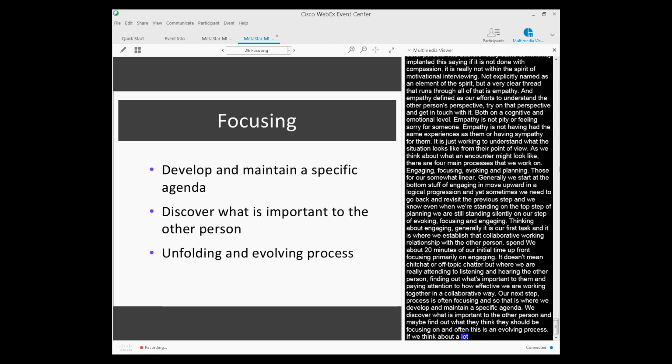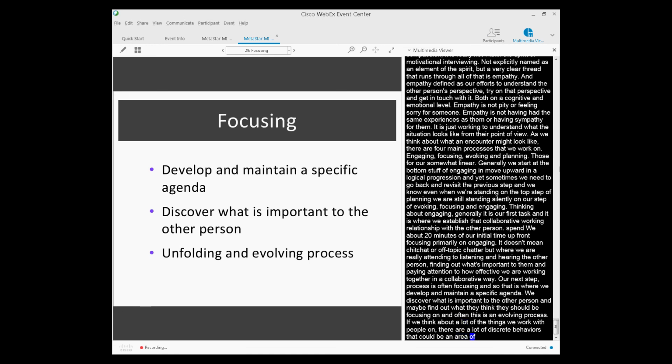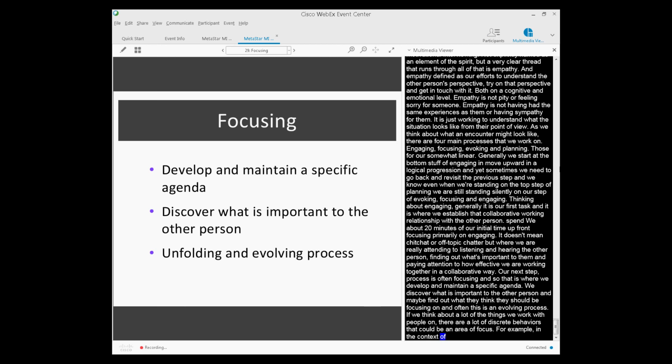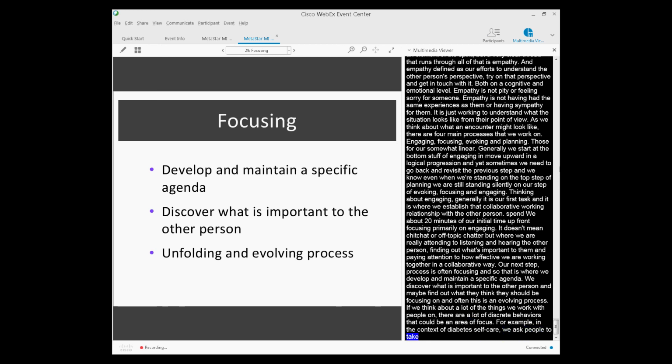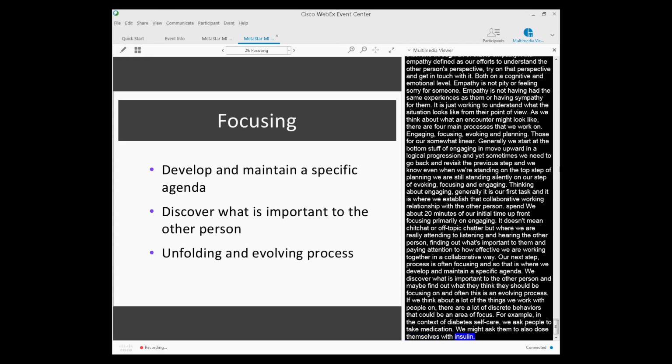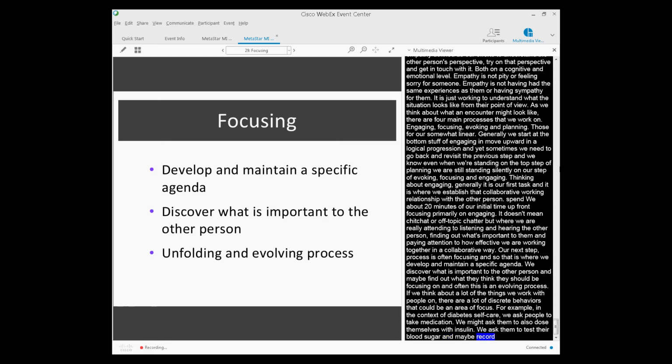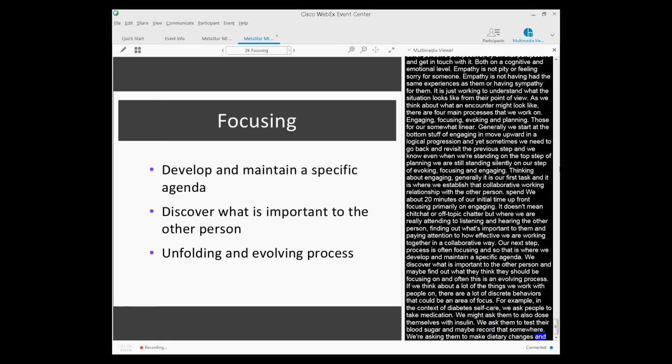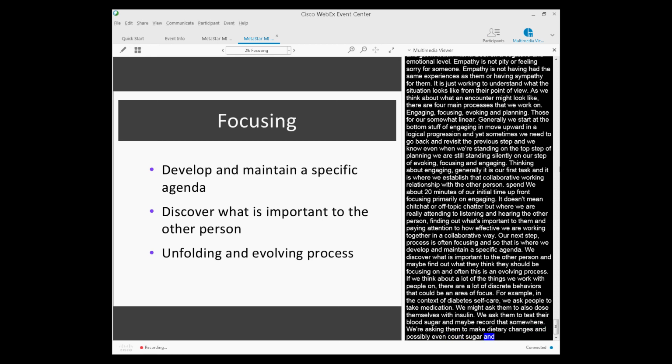So, for example, in the context of diabetes self-care, right, we ask people to take medication. We might ask them to also dose themselves with insulin. We ask them to test their blood sugar, maybe record it somewhere. We're asking them to make dietary changes, possibly even count sugars and carbs. We're asking them often to make some changes in their physical activity level.